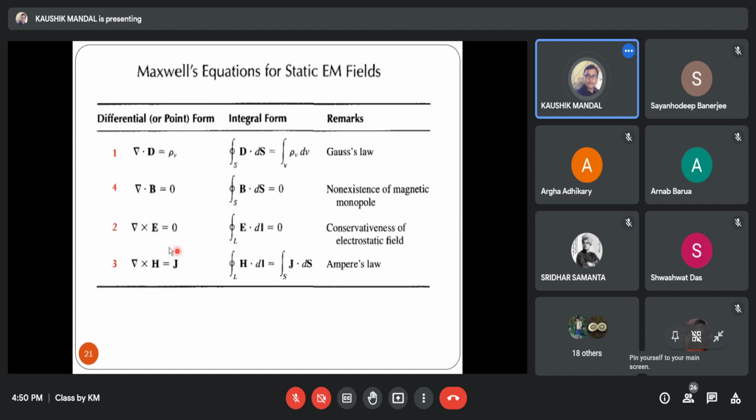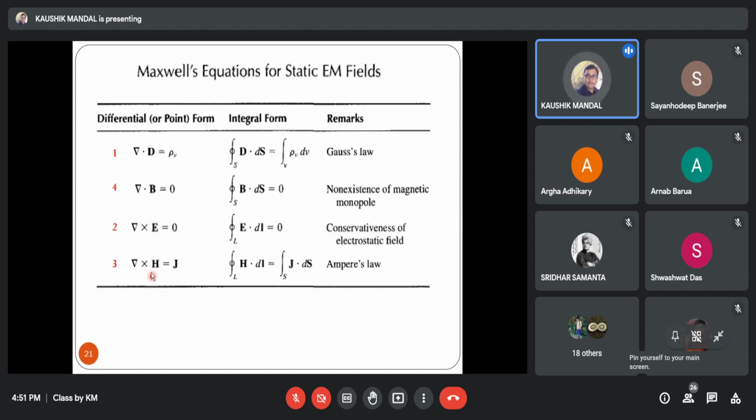Next, we derived Maxwell's third equation, which comes from Ampere's law that we discussed in today's class. That is curl H equal to J. It comes from Ampere's law, the line integral of H dot dl equal to I. So first we discussed Ampere's law, then from Ampere's law we derived Maxwell's third equation, curl H equal to J.